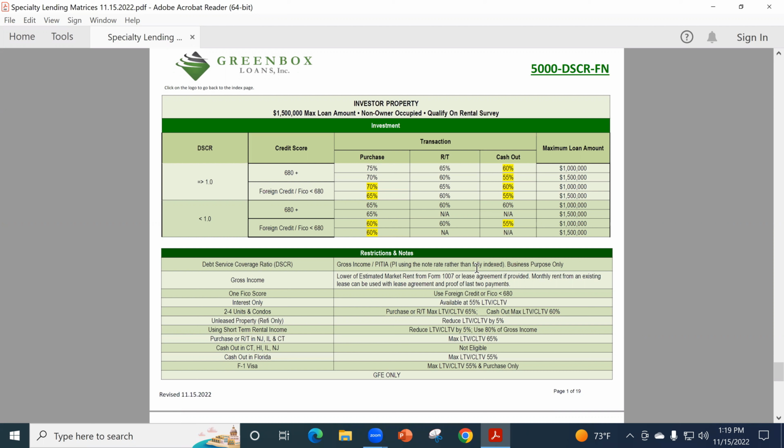But that's to be no income documentation needed. So what he meant by that too, when you're filling out your 1003, make sure the income section is blank. I don't want to see $1, I want to see blank. But do fill out the employment section for the 1003.